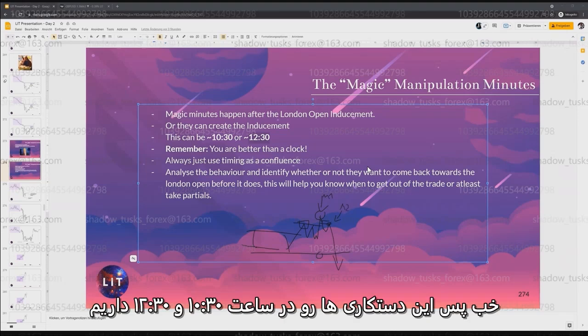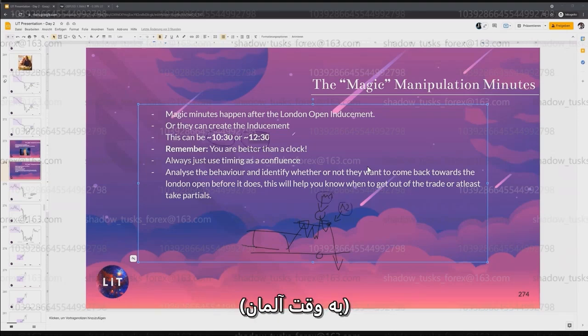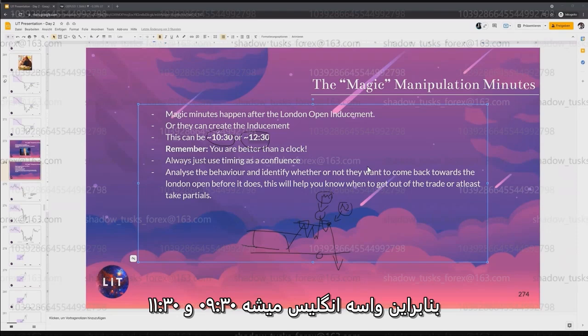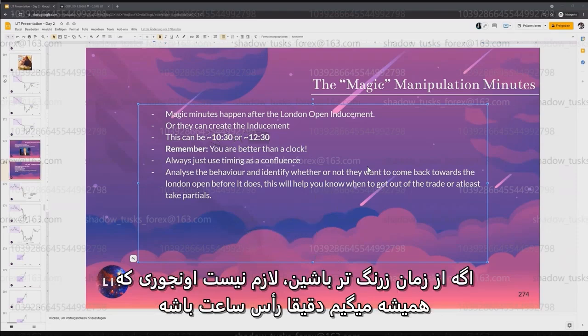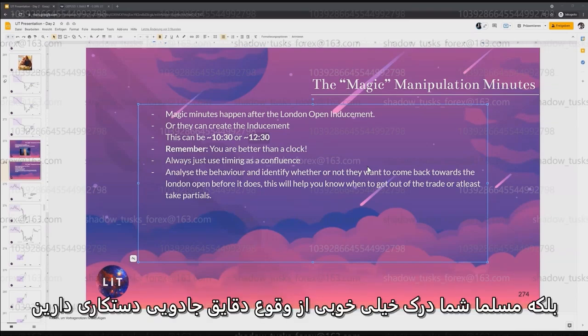So that's why we have 2:30 and 12:30. It's German time. So that's 9:30 for you then, UK time, and 11:30. If you're smarter than a clock, it doesn't need to be to the minute, as we always say. But of course, you have a very good understanding.